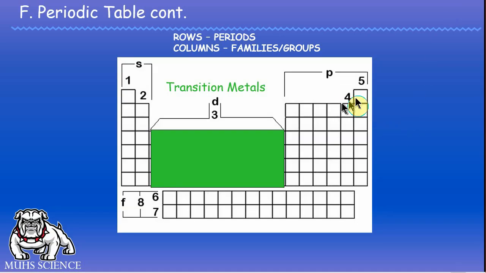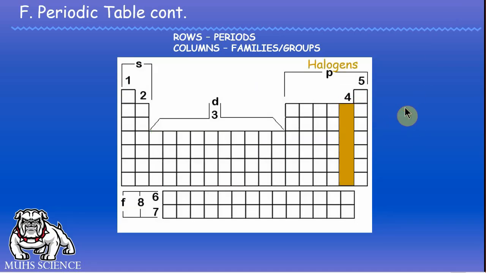And group 17, which I've marked with a 4 right here, is called the halogens. So this is your fluorine, your chlorine, your bromine, your iodine. You've probably heard of halogen light bulbs. Halogen light bulbs are called that because what produces the light in there is a mixture of halogen gases.